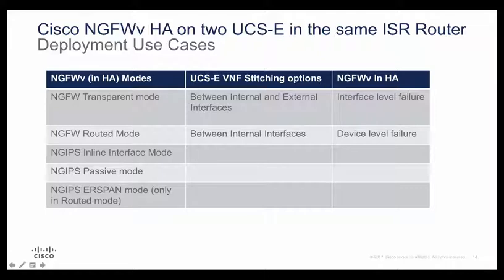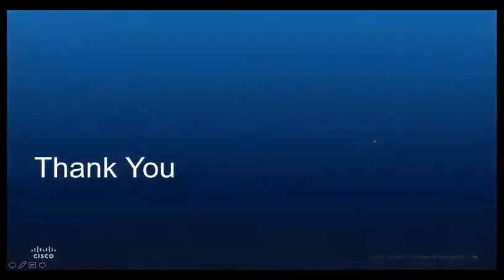And using this topology, I'm going to show you various use cases by combining the next generation firewall modes with those UCS-E stitching options. Here in the first option, the next generation firewall will be stitched between the internal and external interfaces, and in the second option, it will be stitched between the internal interfaces. And on the high availability side, I'm going to show you the failover of this next generation firewall during interface level failure as well as device level failure.